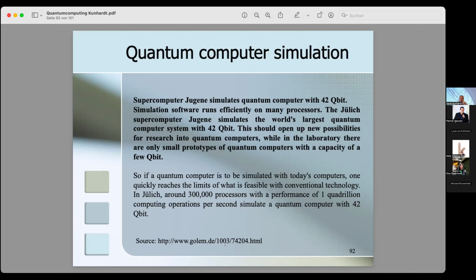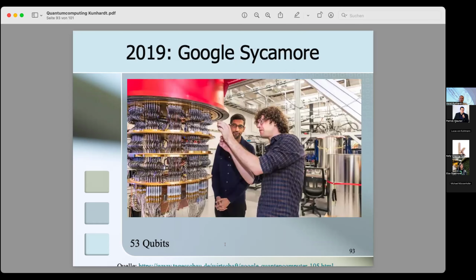A few years ago, that was really outstanding, but nowadays, with artificial intelligence and computing centers with 100,000 NVIDIA graphics processors, it comes into reach to do more work and more simulation on quantum computing. Here is an image of the Google Sycamore system.